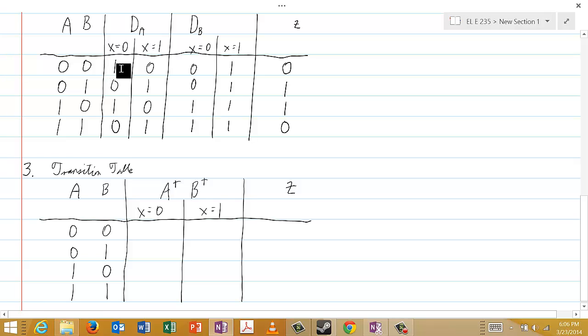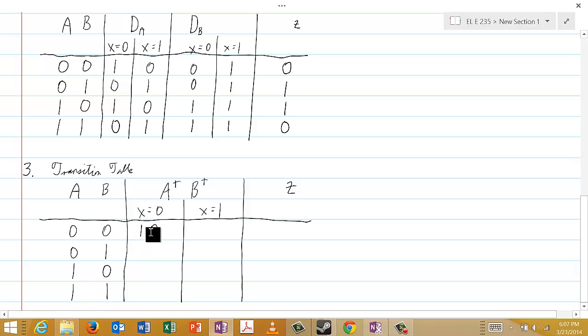And regardless of what the present value of the output is, I mean, A happens to be 0, but that doesn't really matter, because we know that for a D flip-flop, when D is equal to 1, then the next value of the output will be 1. So we have 1 for the next value of A. And what would the next value of B be? Well, when x is equal to 0 and A and B are both 0, D sub B is 0, and therefore the next value of B will be 0.